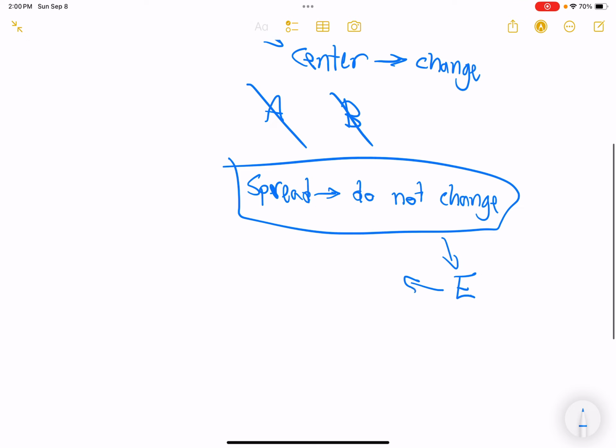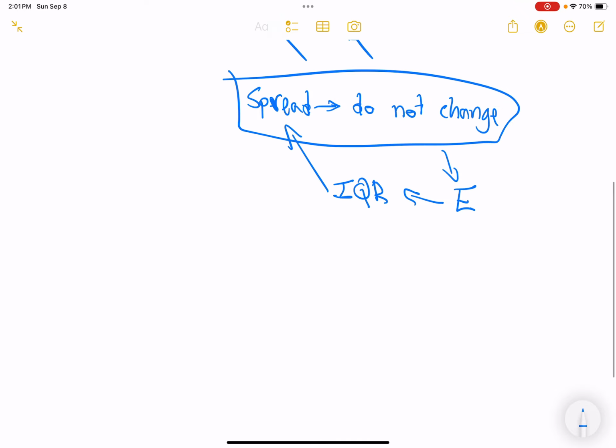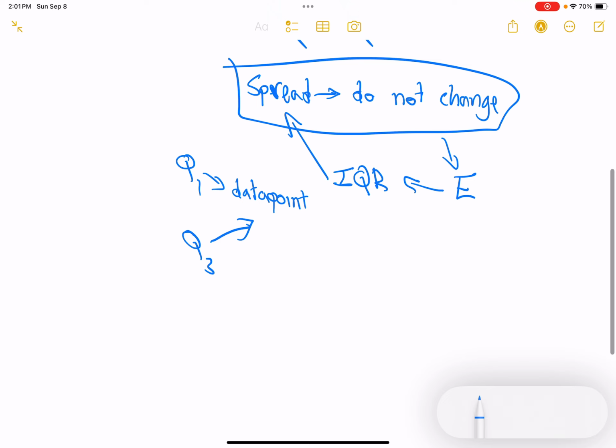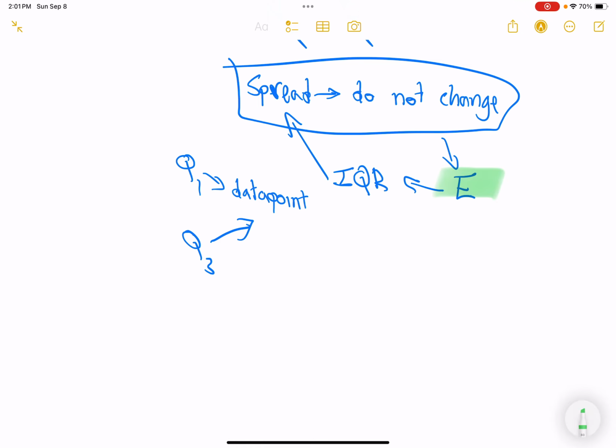Because the interquartile range, aka the IQR, is the only thing of the remaining 3 options, quartile 1, quartile 3, and interquartile range, that is actually a measure of spread. Quartile 1 is not a measure of spread. It is still a data point. And quartile 3 is also a data point. And the data points definitely have adding and subtracting happening. So for that reason, question 1, our answer, I will highlight it in green, is E. And I hope that made good sense to you.